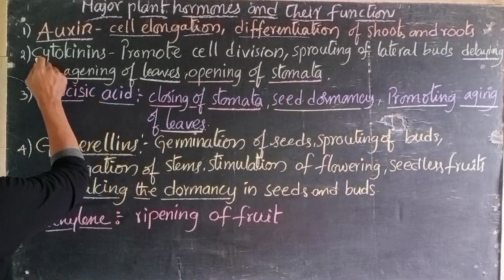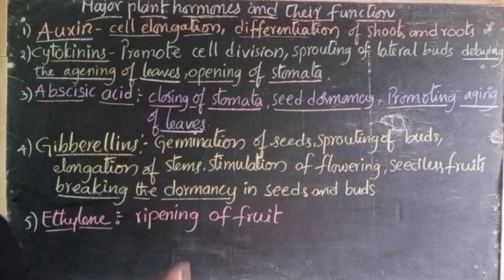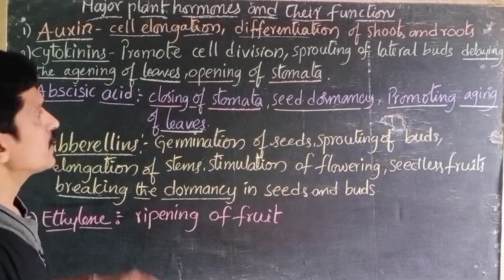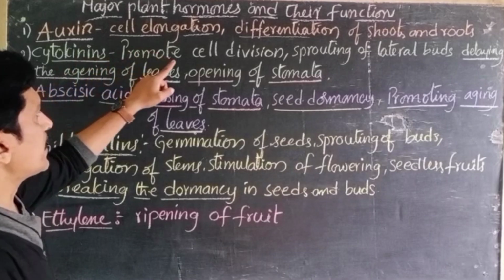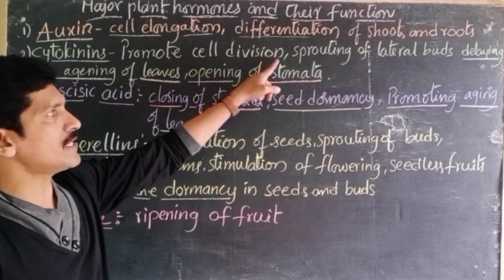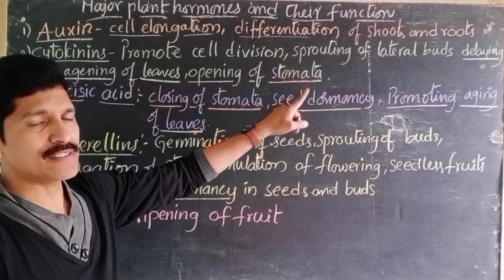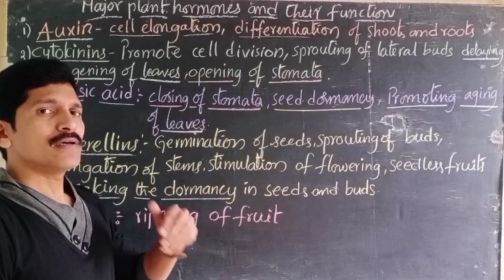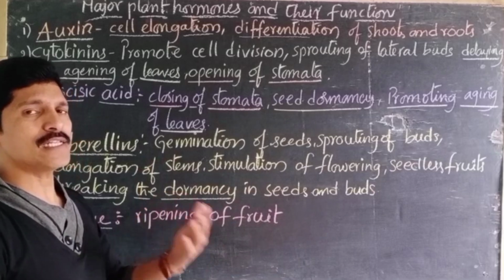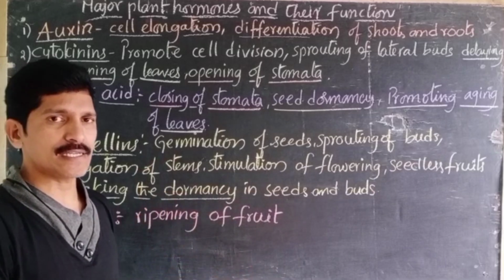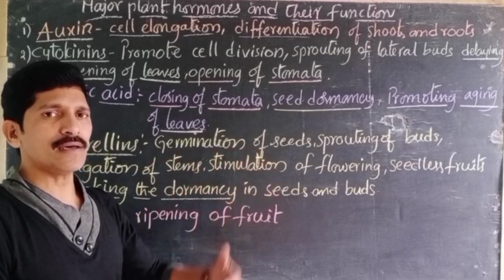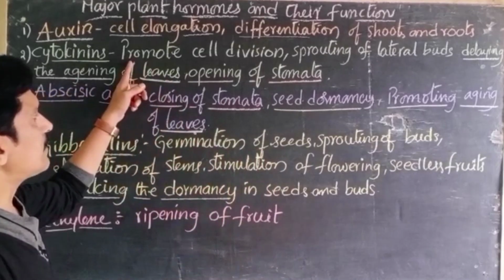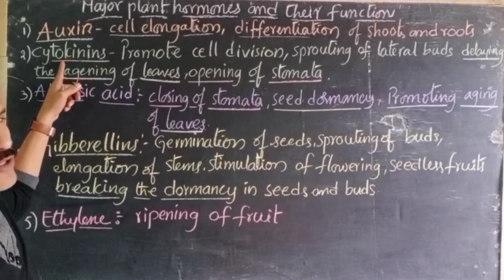Later, cytokinins. Another important phytohormone is cytokinins. The cytokinins promote cell division. Actually, the growth of plants depends on cell division only. When the number of cells is increasing, we can see externally that the organism is showing growth. So cell division is promoted by the cytokinins.